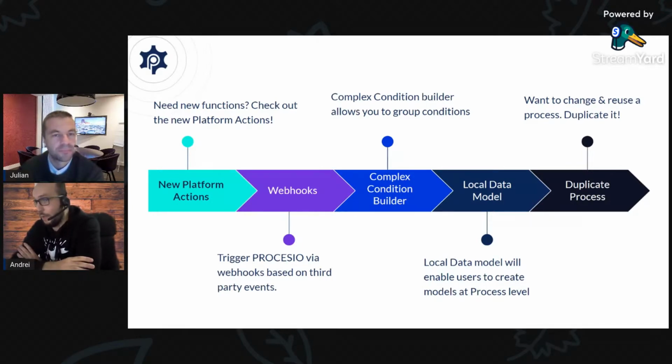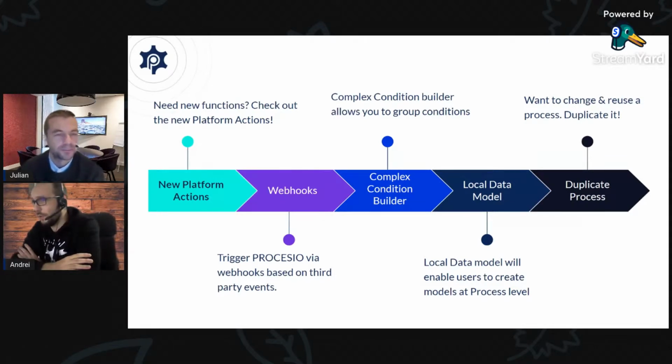We are at the moment working on webhooks. This will enable you to trigger processes inside PROCESIO based on third-party events. An example of such an event would be, let's say, someone creates a Jira ticket. When the event of creating a ticket happens, a process in PROCESIO will be triggered via webhooks. This is something that I know a lot of you were waiting for.